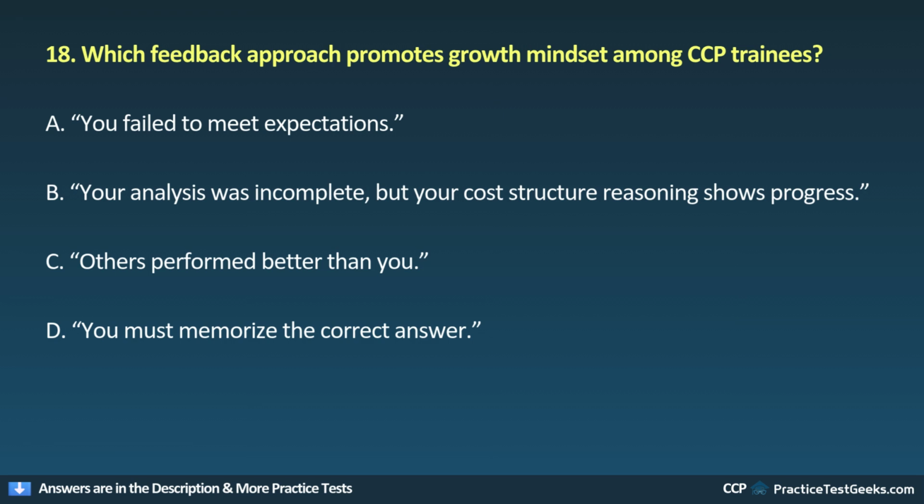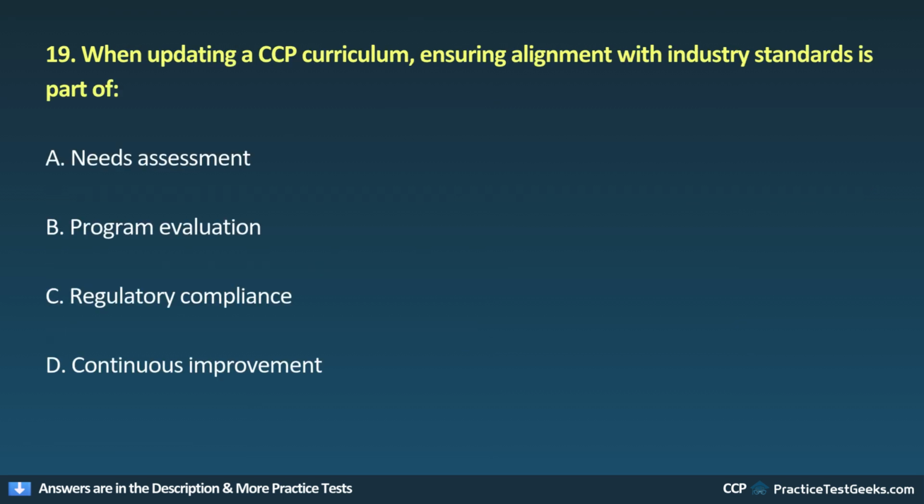Your analysis was incomplete, but your cost structure reasoning shows progress. C. Others perform better than you. D. You must memorize the correct answer. 19. When updating a CCP curriculum, ensuring alignment with industry standards is part of VEA. A. Needs assessment. Program evaluation. C. Regulatory compliance. D. Continuous improvement.